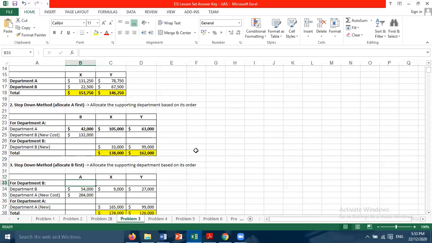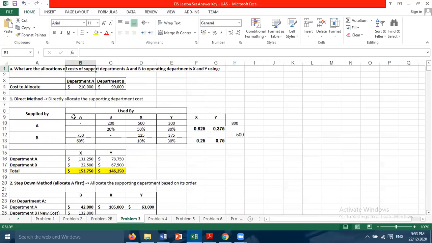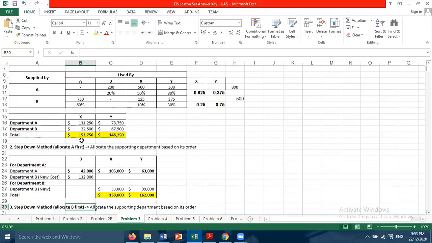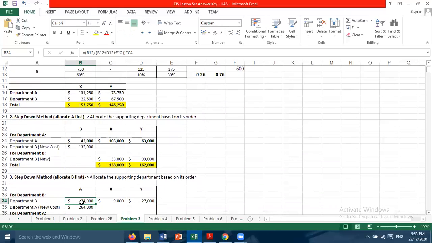Okay, so in this case, simply use the normal weighting here, which is 60% for A, 10% for X, and 30% for Y. So easy enough. The total cost to allocate from department B, we multiply it by the weightings here. So 60% times 90,000, we get 54,000. And then 10% times 90,000, we'll get 9,000. And 30% multiplied by 90,000, we get 27,000.